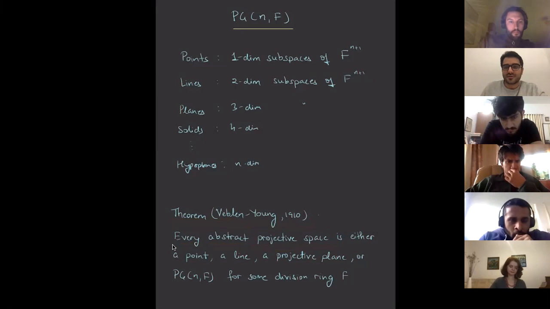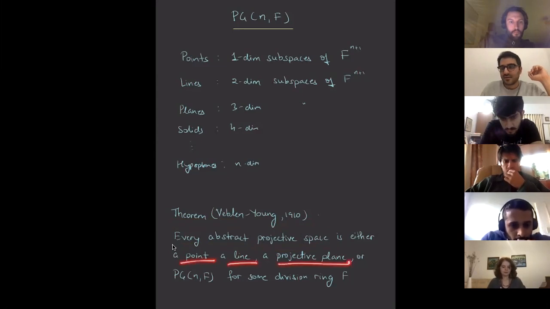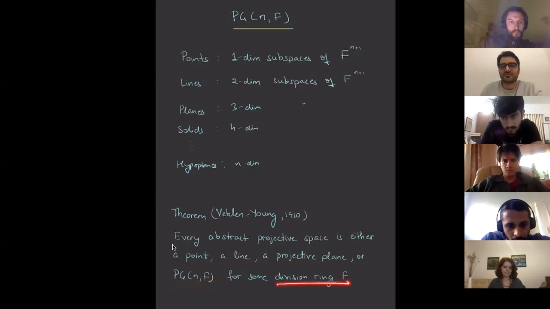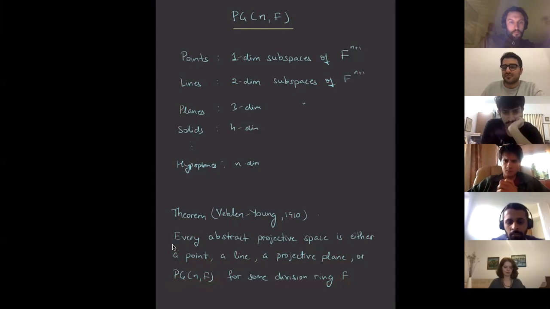And if your rank or the dimension is at least three, in other words, if it's not a point, a line, or a projective plane, then you can actually show that it's isomorphic to PG(n, F) for some division ring F. So it has all the axioms of a field, except for commutativity. And this is a really big, important result. What it tells you is that to study higher dimensional projective spaces, you can just focus on this. You don't need to look at any other crazy examples. All of them will be isomorphic to something like this.